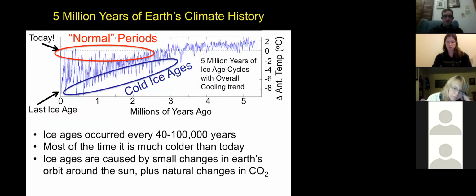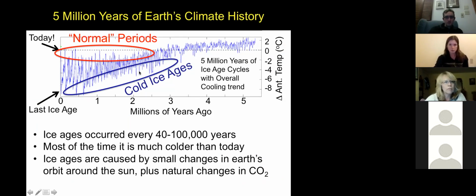So let's jump right in. I want to give you some geological context for what's happening today. And this is one of the really nice things that Earth Sciences gives us, long-term context for the observations that we have today. So what I'm showing you here is 5 million years of Earth history. 5 million years ago is over on the right here, and today is on the left. And the blue curve here represents temperature. You can think of it as kind of a global average temperature.